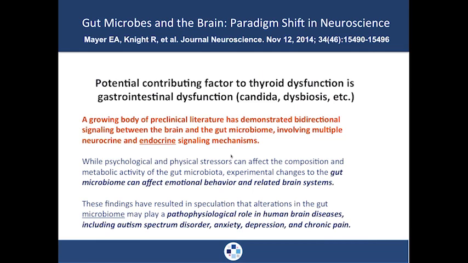Next, I want to talk about the potential contributing factors. Like I said, gastrointestinal dysfunction, candidiasis, and dysbiosis are certainly related to thyroid and autoimmune disease. Here's a reference, and as you can read in the red, there's a growing body of preclinical literature demonstrating a bidirectional signal between the brain and the gut microbiome. You probably should be familiar with that, and it involves multiple neurocrine and endocrine signaling mechanisms. Again, we're dealing with the endocrine system, and we're talking about thyroid dysfunction. So we want to make sure the gastrointestinal system is up and running properly. There are conditions that can cause or relate to thyroid autoimmune disease.